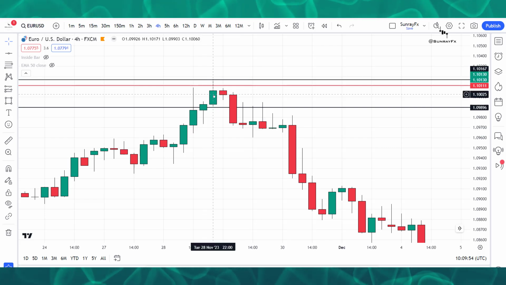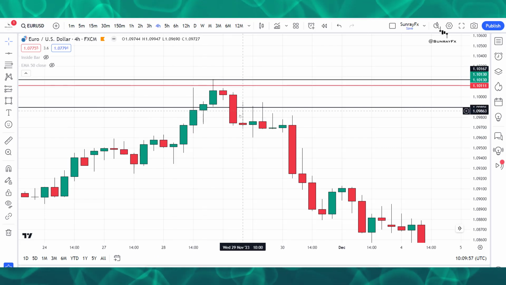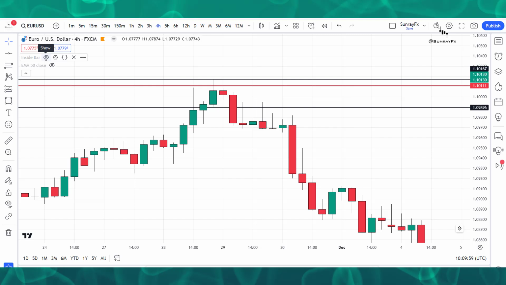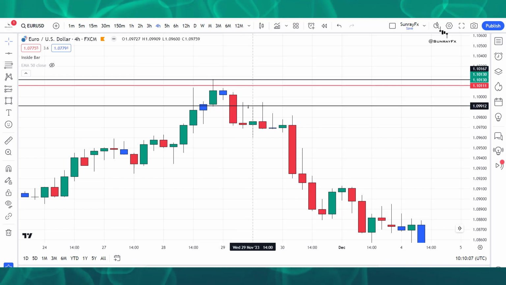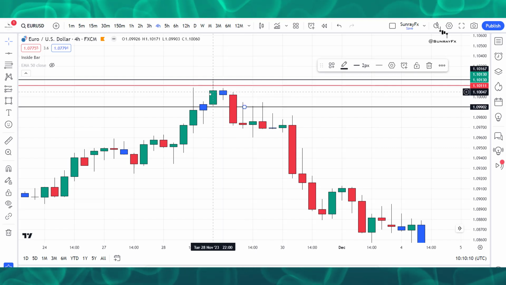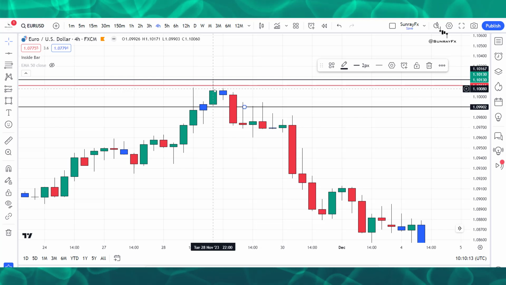So how do I know this one is an inside bar? If you are not sure, I can know because I'm used to it. But if you are not sure, just go to your indicators and show it. You see, this is your inside bar. It's already showing. The blue one is the inside bar, while the green one is the mother bar, right? I don't need to toggle it on and off again because I already know that it's an inside bar.